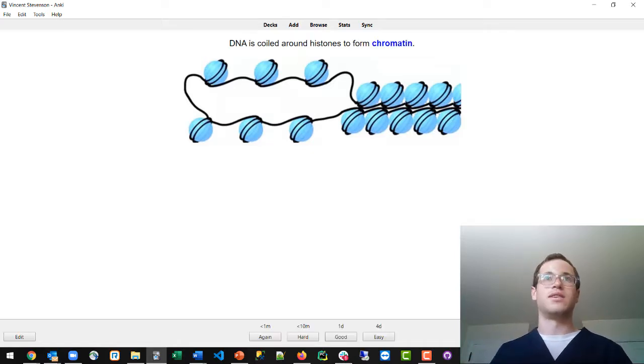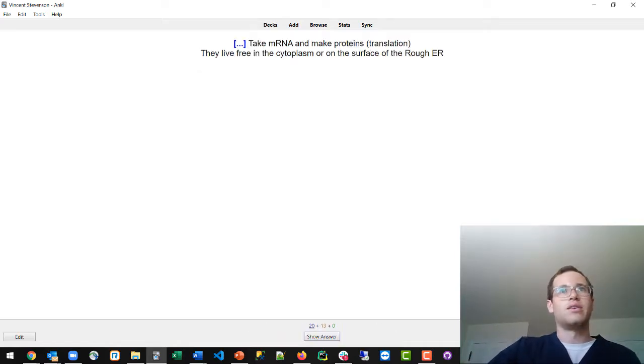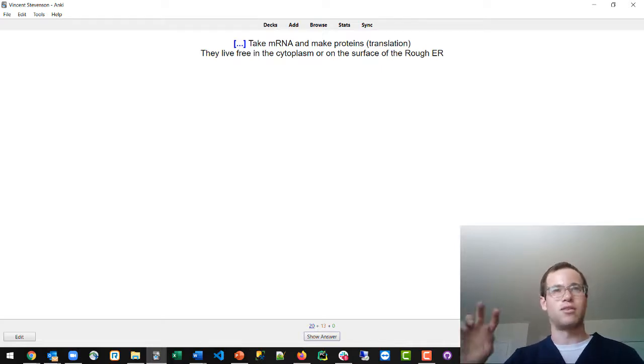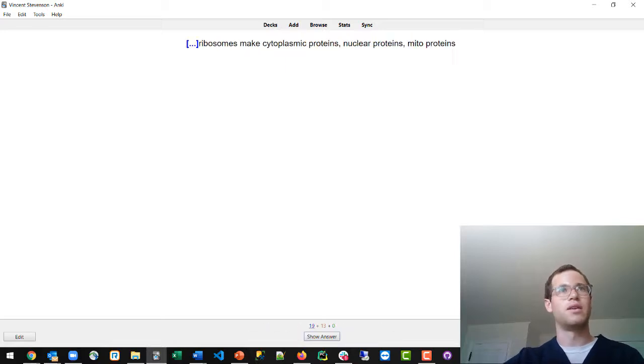And we coil the DNA around histones, we make it really tightly packed, and this is going to form chromatin. And so the other thing here that's happening is we're going to take mRNA to make proteins. So ribosomes are in charge of taking the mRNA, the messenger RNA, from the nucleus after it's been transcribed from the DNA. And ribosomes can live free in the cytoplasm, or they can live on the surface of the rough endoplasmic reticulum, and they're called bound ribosomes at that point.